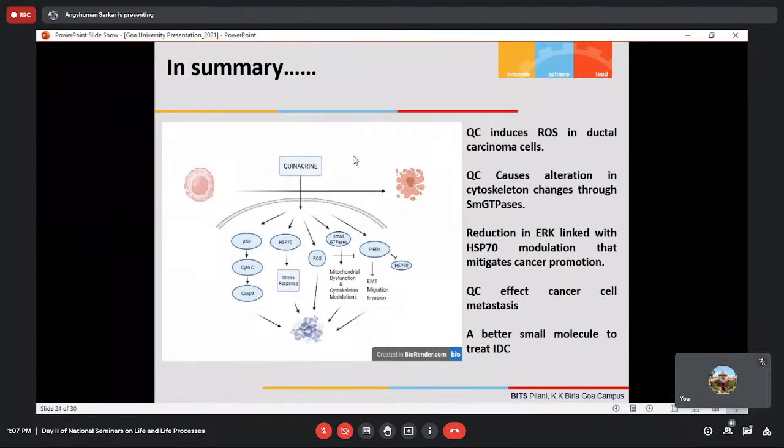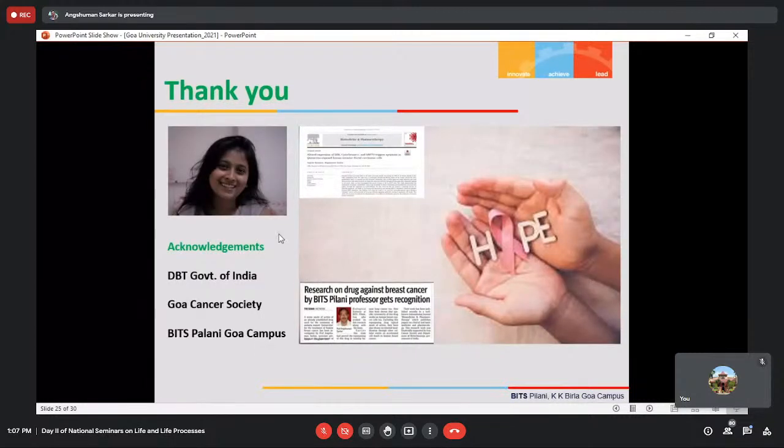And this work has a tremendous importance in basic research before we enter into the final league of doing it on the patients, as we have already done it on the mice. Now it is time for us to go to the patient and to the clinical trial directly. The work is done by Angela, and that paper has come up in Biomedicine & Pharmacotherapy, which is one of the good journals. And we got support from DBT, Government of India, Goa Cancer Society, and BITS Pilani Goa campus.